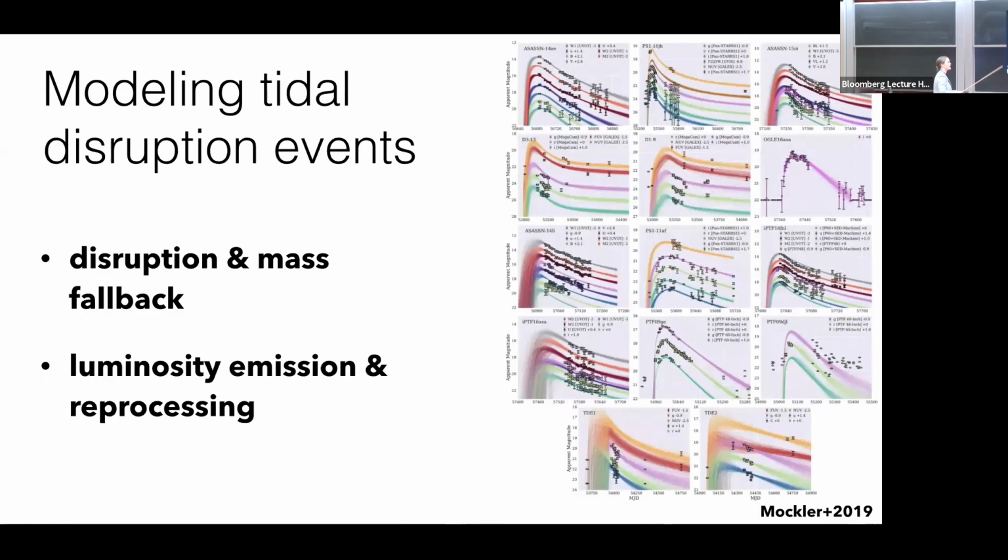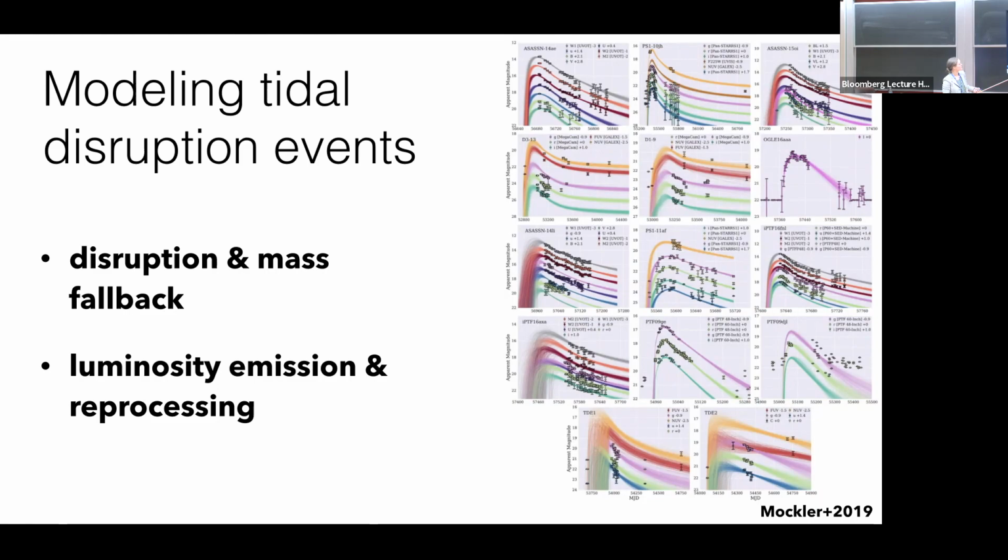Okay, so when I talk about modeling tidal disruption events, I like to break it into two different parts. First, the disruption and the mass fallback. And this is the energy source for this transient. And then second, the actual production of luminosity around the black hole and the reprocessing of this luminosity into the wavelengths that we actually observe. And this is just a plot of a bunch of light curve fits from my 2019 paper.